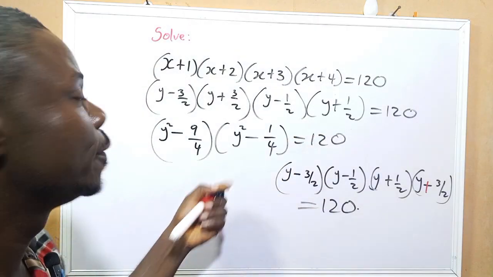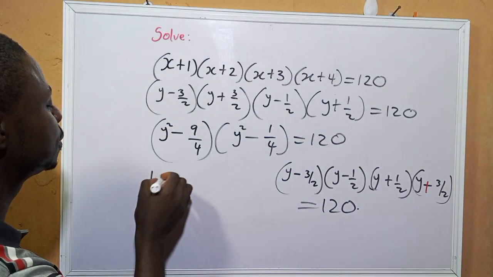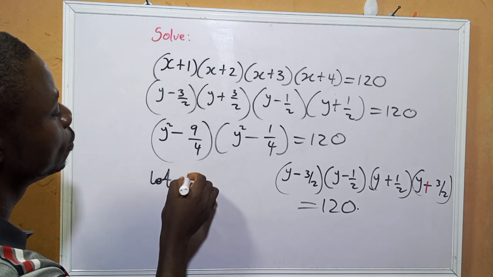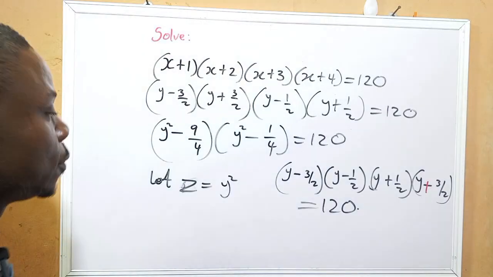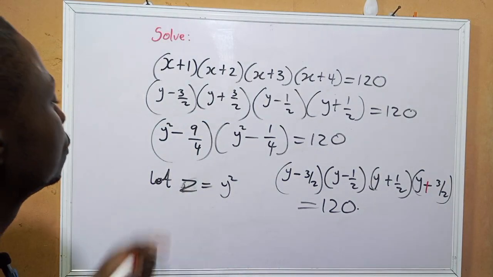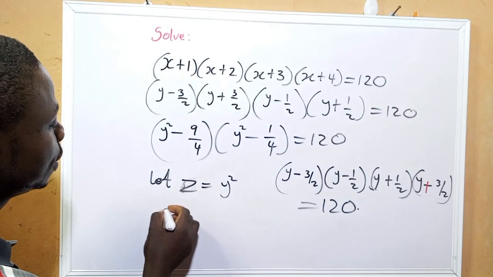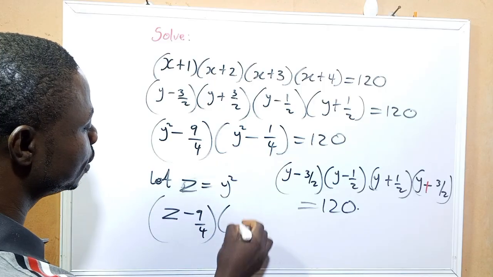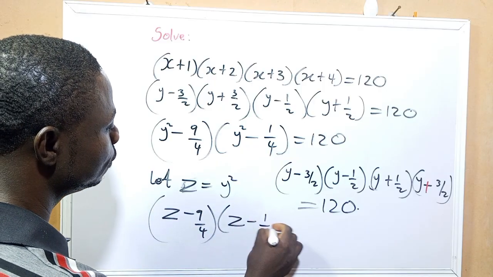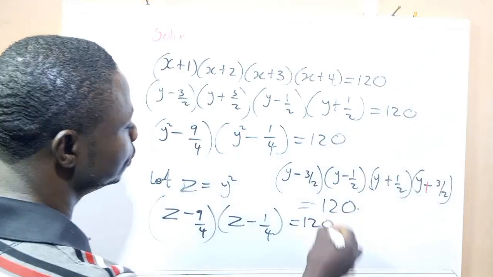Now for easy solving, you can say let z be equal to y squared. So whatever you see y squared, put z. So you now have z minus 9 over 4 into bracket z minus 1 over 4 is equal to 120.